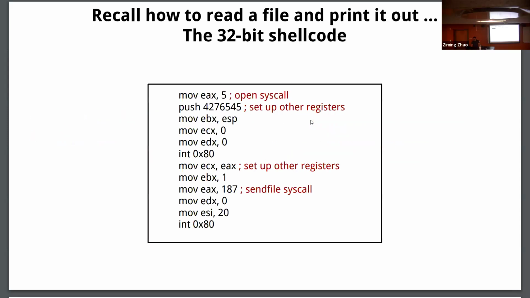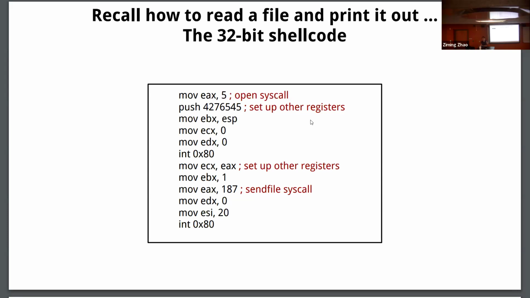So let me remind you of how we do that in 32-bit in our shellcode. We basically make two system calls. The first one is open the flag file. Then the second system call is sendfile. We use the file descriptor of the open file, which is flag. Then we send the file to another file descriptor, which is stdout, which is 1. Then we say some bytes. So by doing this, we only need to make two system calls, open and sendfile.